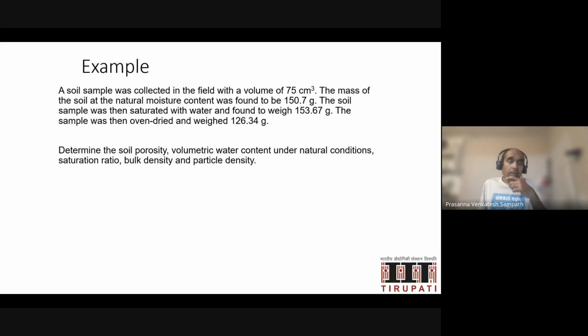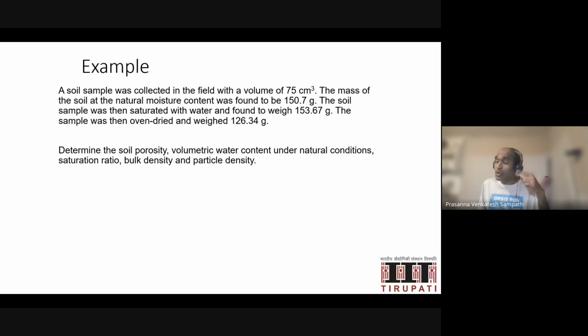Determine the porosity, volumetric water content under natural conditions, saturation ratio also at natural condition, bulk density, and particle density. I will leave this as an exercise for you. So you know the saturated mass and the oven dried mass. The difference between them will give you the mass of the water when the soil is completely saturated.